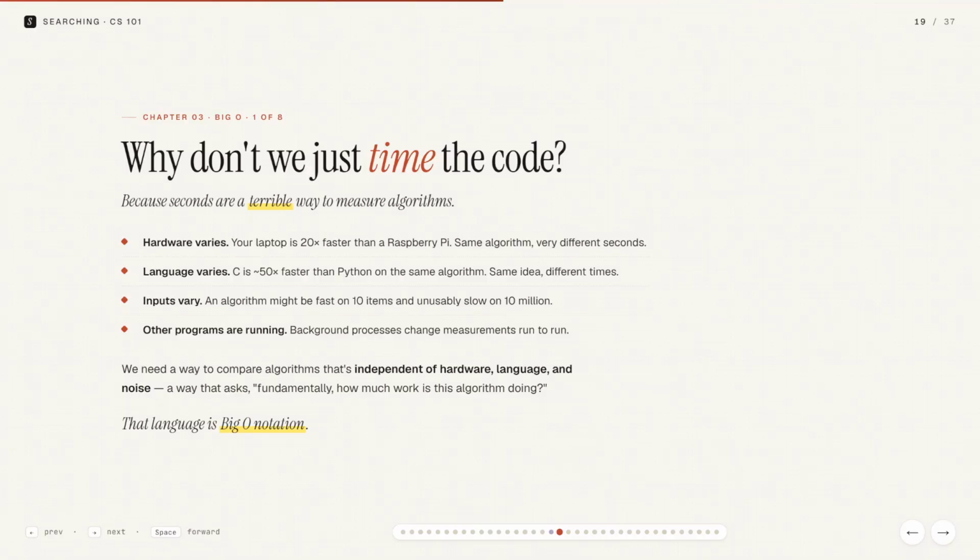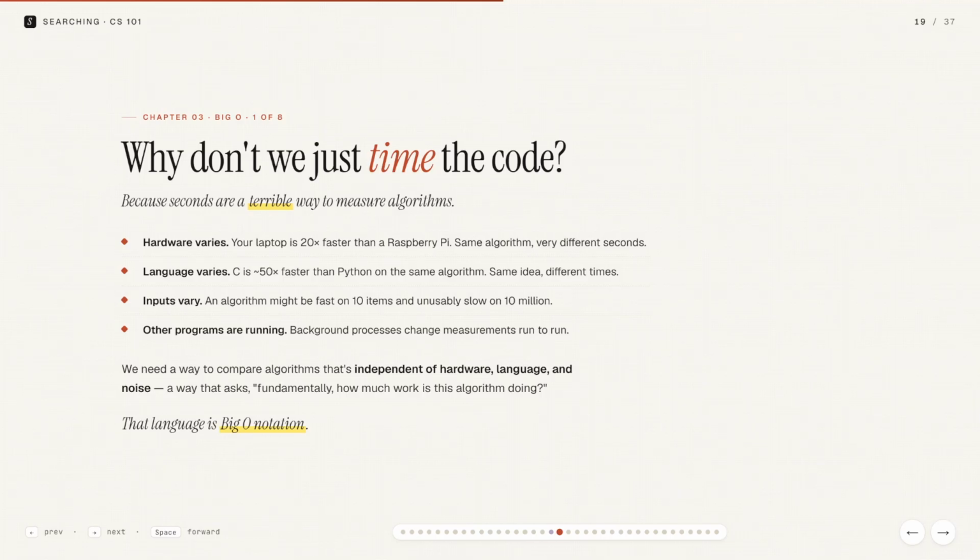So, we need a language for describing algorithms that's independent of hardware, language, and noise. A language that asks, how much fundamental work is this algorithm doing? And that language is big O.